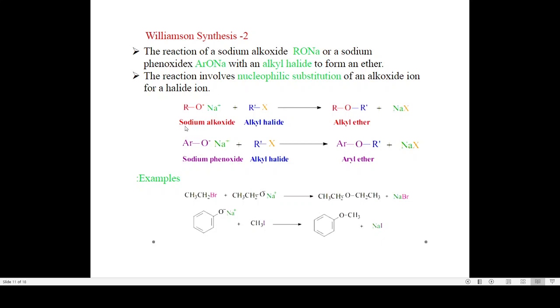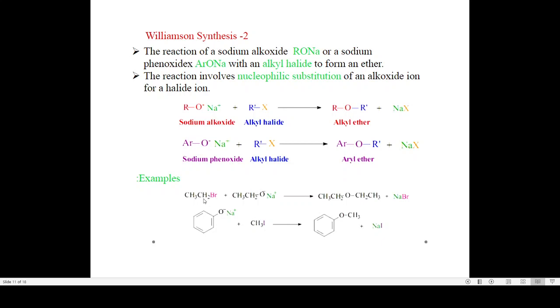So this is the general representation for the preparation of ethers. Either sodium alkoxide or sodium phenoxide can be taken depending on the type of ether which we require, and when they are made to react with an alkyl halide, we get the corresponding alkyl ether or aryl ether. Let us take a few examples.